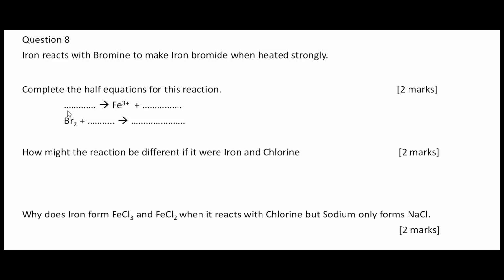So for this first one, we've got to look at this half equation, and we realize that there must have been Fe on the left-hand side of the arrow, and the iron has been oxidized to Fe3+. So the iron must have lost electrons. Now remember that the charges on both sides should balance. So to turn Fe into Fe3+, it must have lost 3 electrons.